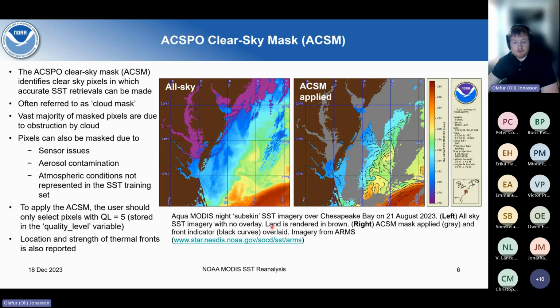We can also see the black curves here, which are the indicator for thermal fronts. We have two layers. It's a binary mask for whether a pixel is a front or not, and we also report the gradient in Kelvin per kilometer.